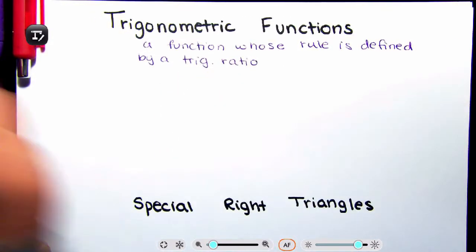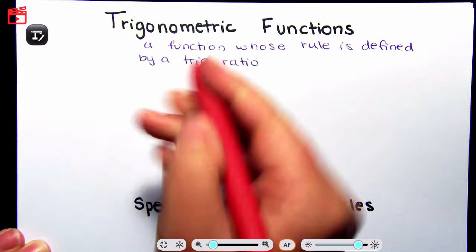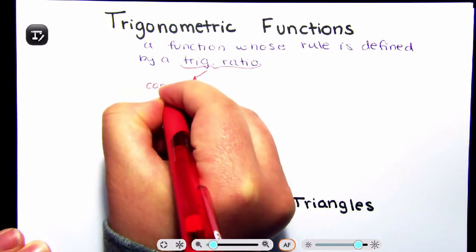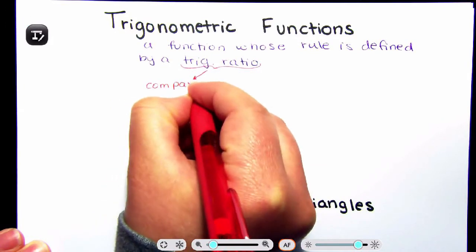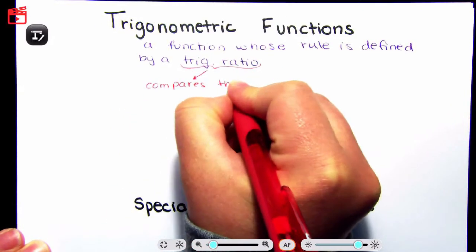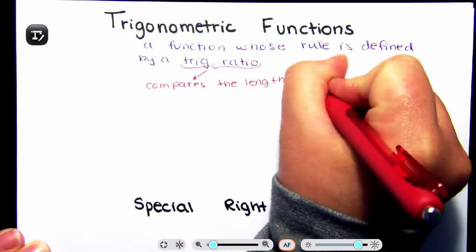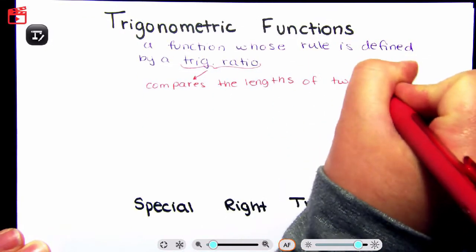Now, what the heck is a trig ratio? A trig ratio compares the lengths of two sides of a triangle.